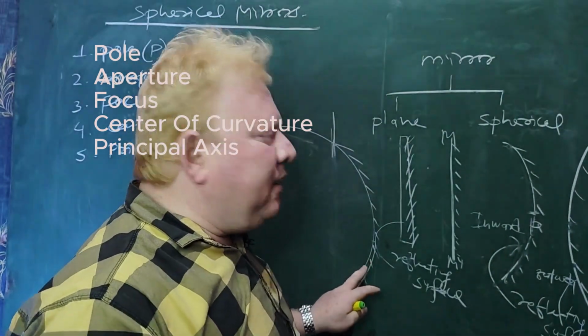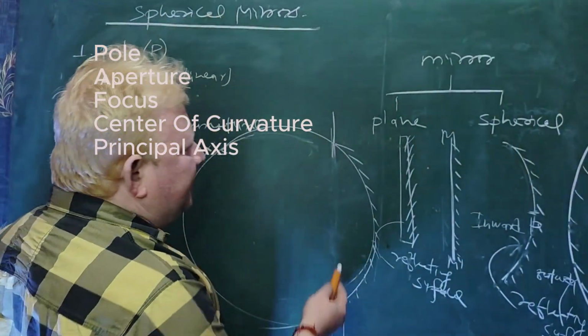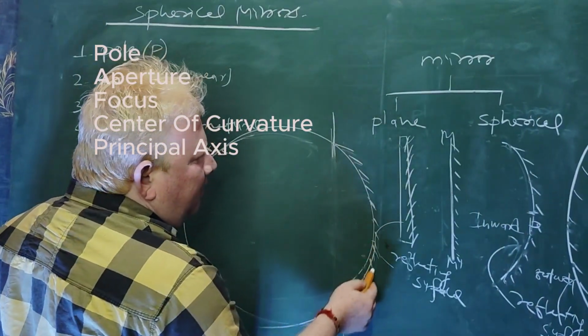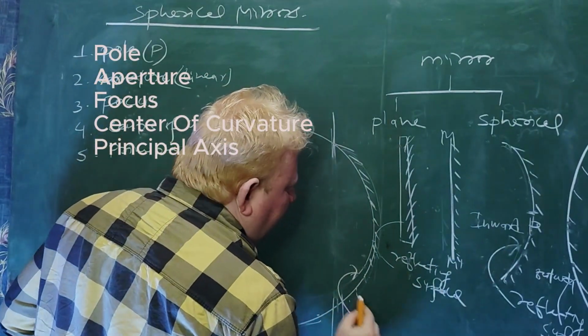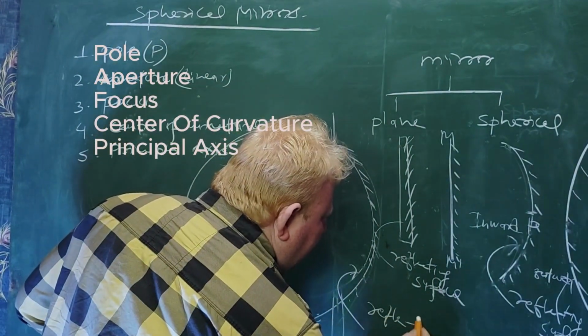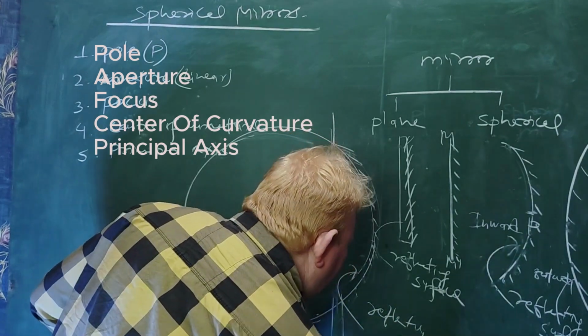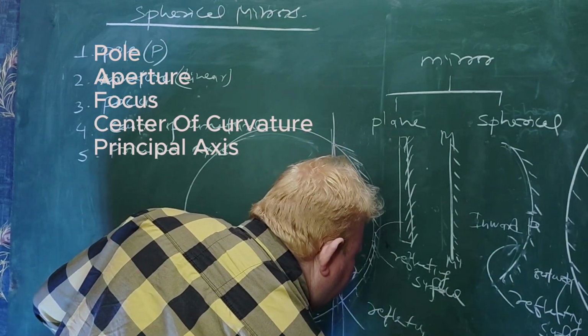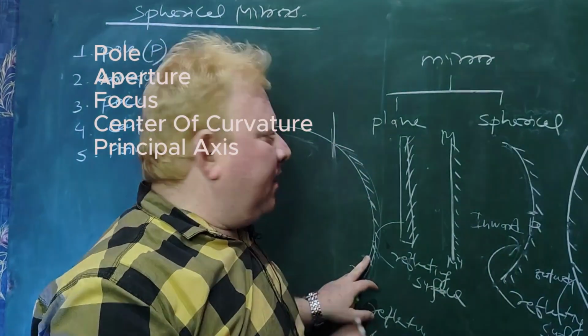Now tell me, what is the nature of this mirror? Of course you will say, sir, the outside is polished, and from inside it will become reflecting. So this is the reflecting surface, and this reflecting surface is inward. So of course it is a concave mirror.